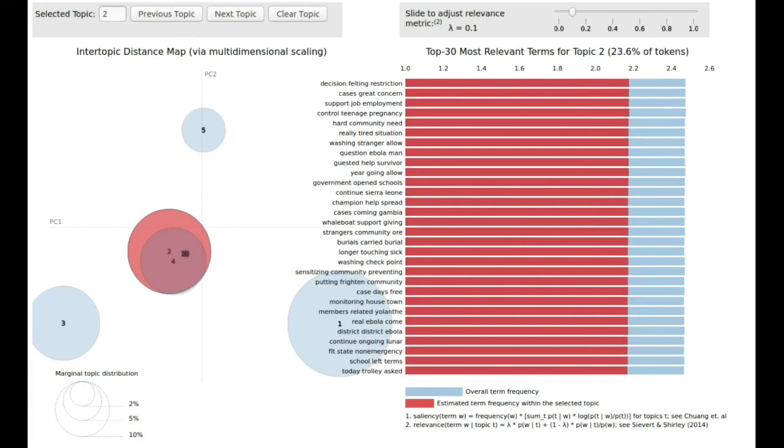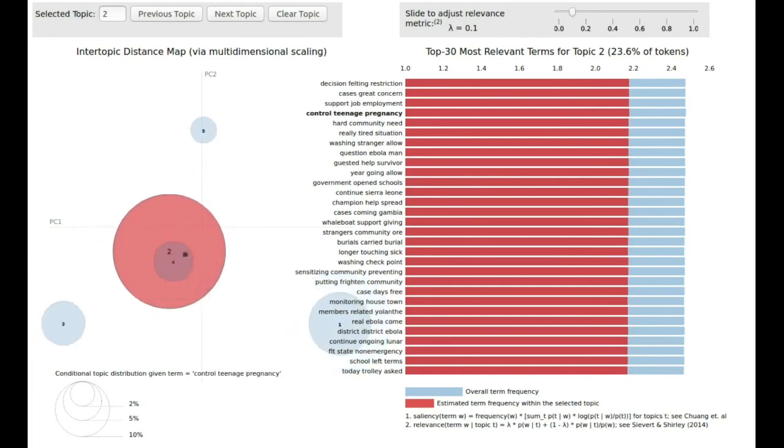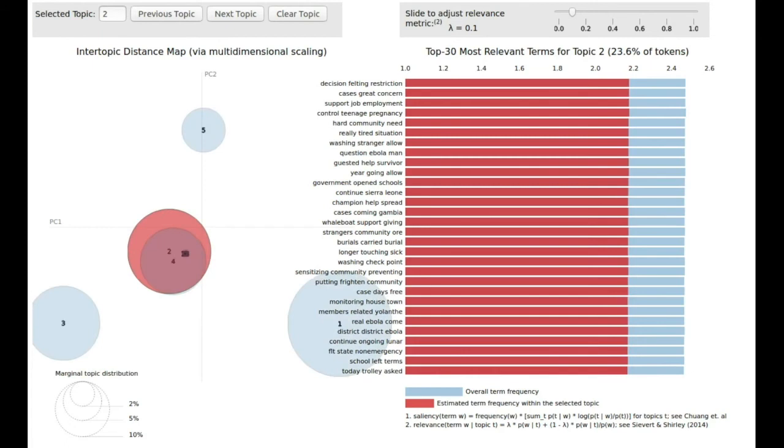For this topic, I want to point out a couple of interesting terms that were being talked about. The 4th on the list is about controlling teenage pregnancy. That was a big concern about teenage pregnancy rates increasing during the Ebola crisis. Here, they also mention community and schools. And a couple of the concerns are about how schools closing seem to show an increase in pregnancy rates among teenagers.